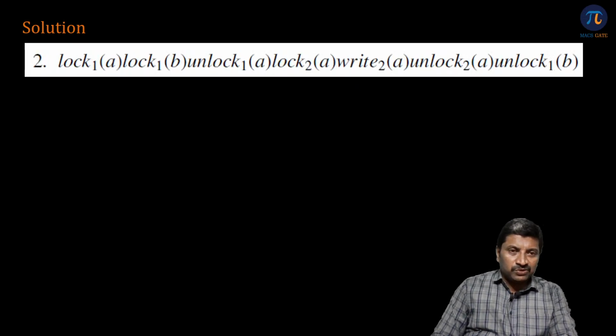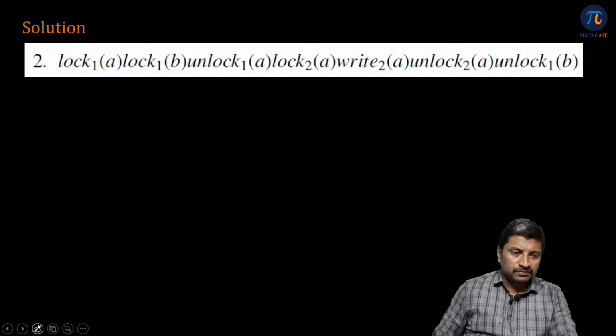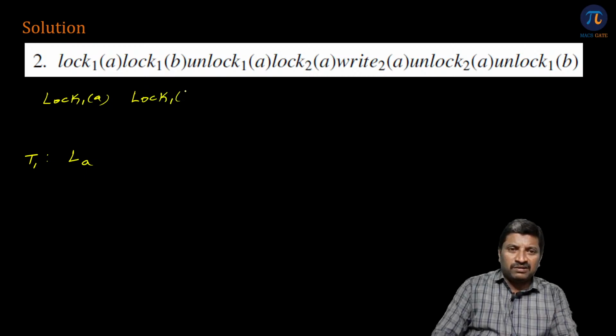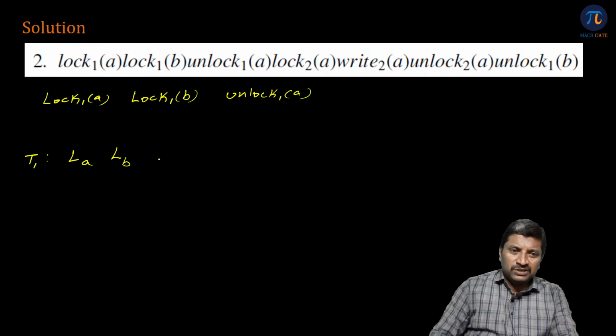Let us do the second schedule. What is the first operation, sir? Lock 1 of A. So T1 needs lock on A. Fine. Then the second operation is lock 1 of B. 1 needs lock on B. Fine. Then unlock 1. Of course, this is also about 1 only. So 1 only releasing A.